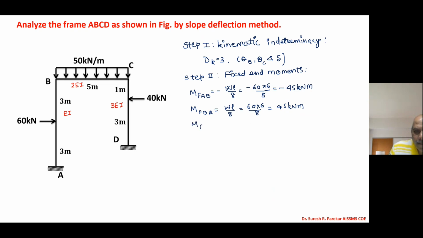MFBC is minus WL square by 12, 50 into 5 square by 12, minus 104.17. MFCB is WL square by 12, 104.17 kilonewton meter.